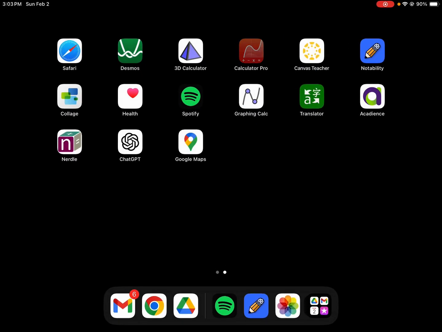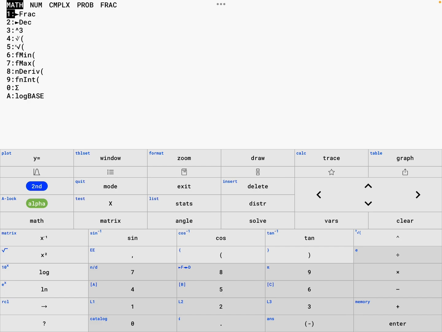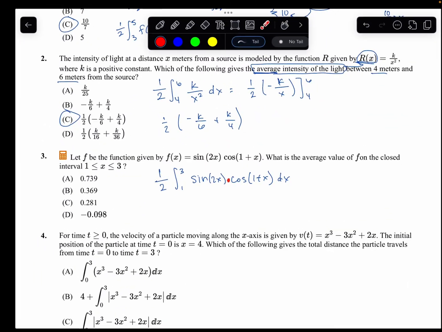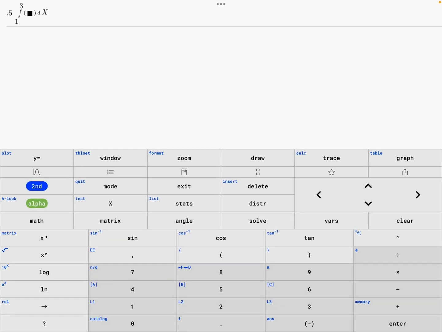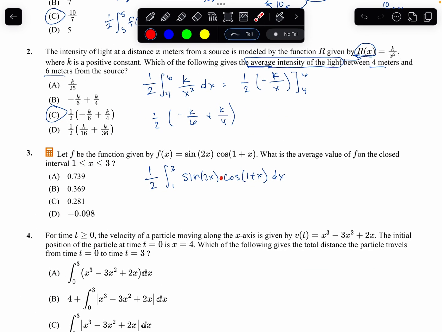So we'll go here. Just don't forget about that 1/2, so we can do 0.5 right now. We'll do math, option 9, integral from, I think it's from 1 to 3. And it was sine of 2x, and then times cosine of, I think it was like 1 plus x. I think. 369. So B.